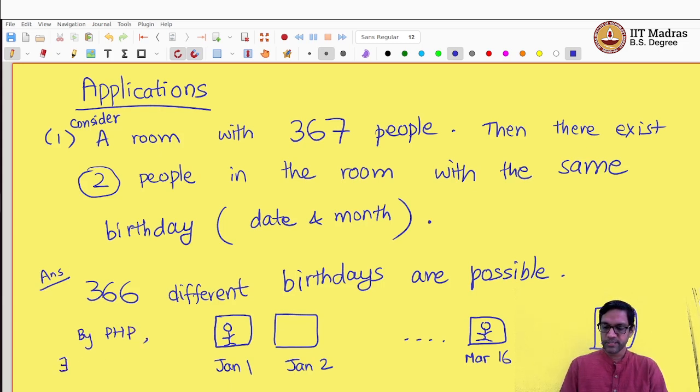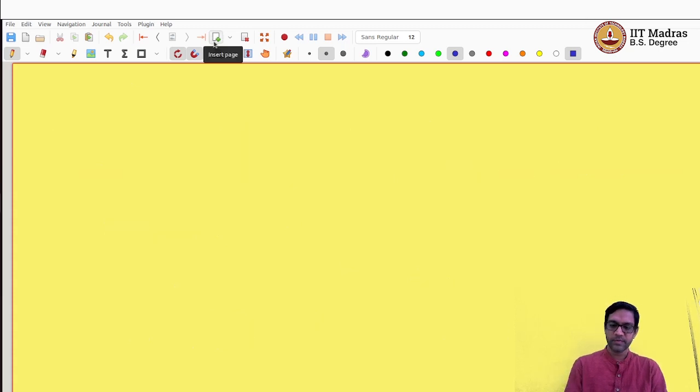So by the pigeonhole principle, the very first version, there exists, and I'm going to use that symbol that you've seen for there exists, a box containing at least two people. And that's the box you're looking at. Those guys have the same birthday. So this is just a straightforward application of the pigeonhole principle itself.